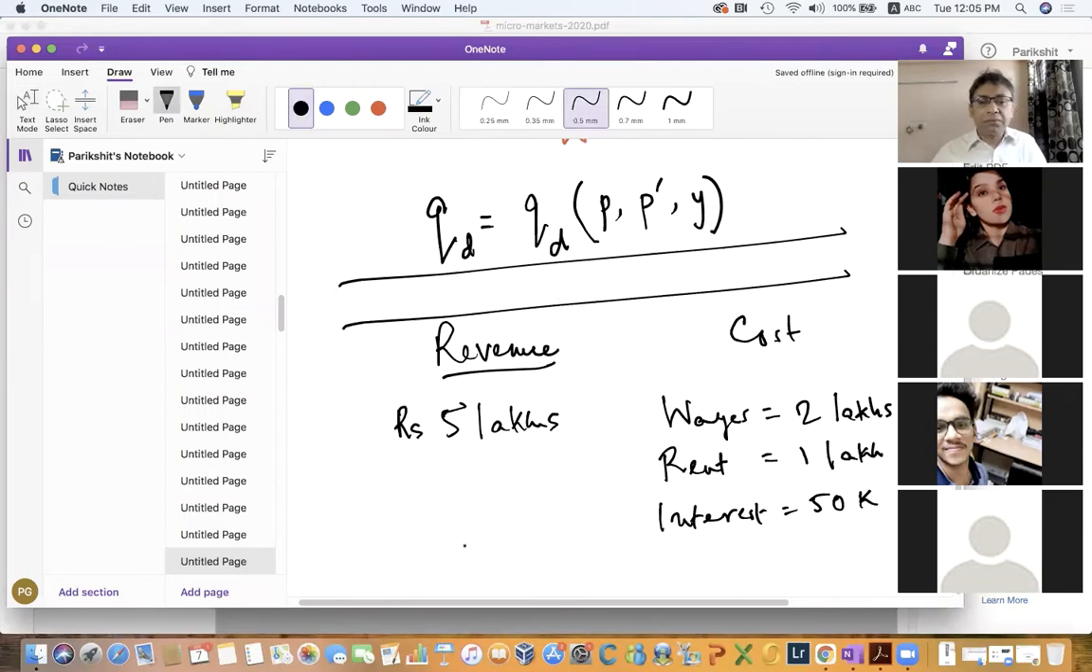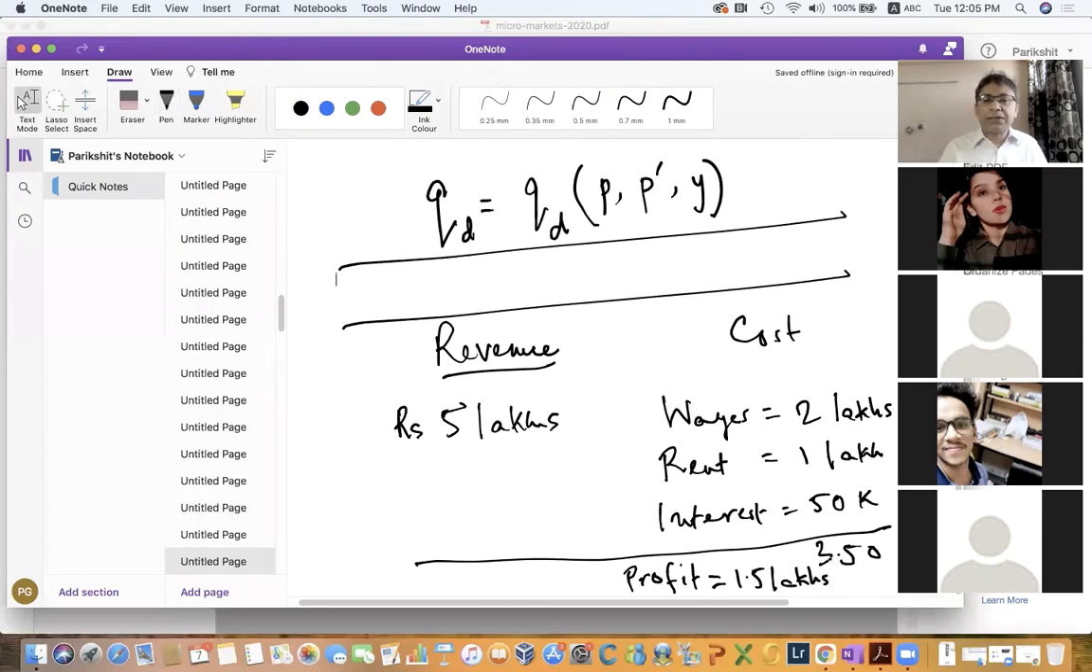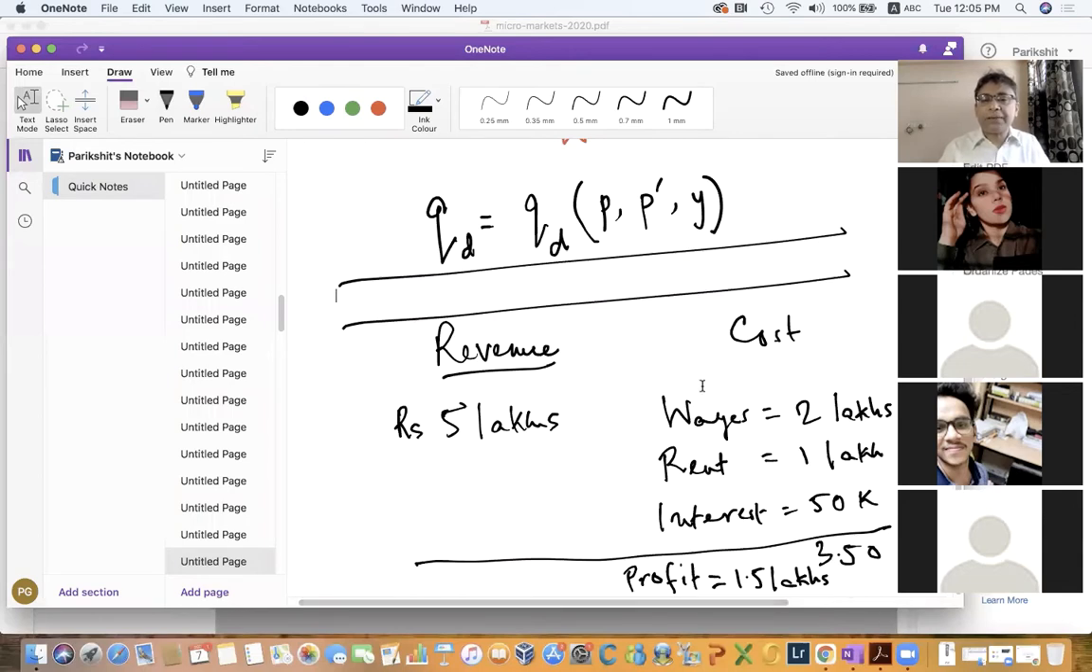Now, my accountant will look at these numbers. This will be the entire books. And the accountant will say, okay, your profit is 5 lakhs minus 3.5. So your total cost is 3.5 lakhs and your profit is 1.5 lakhs per month, okay? Now, as an economist, I will object to that. I will say, okay, there are other hidden costs or implicit costs.